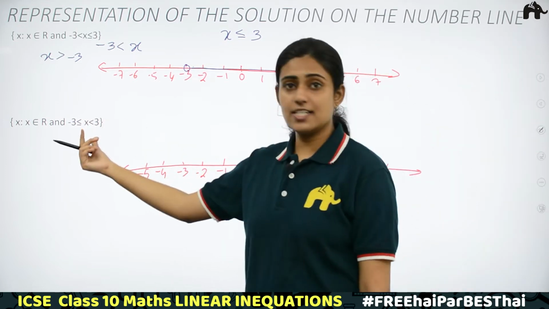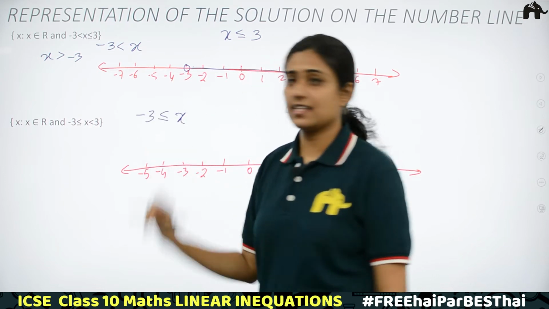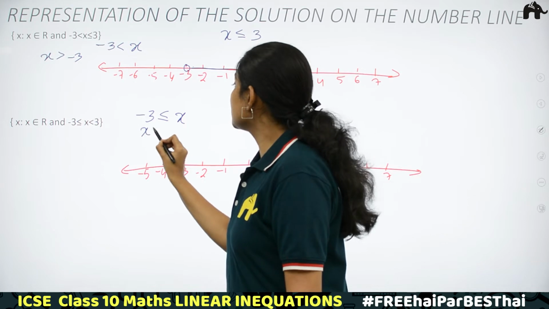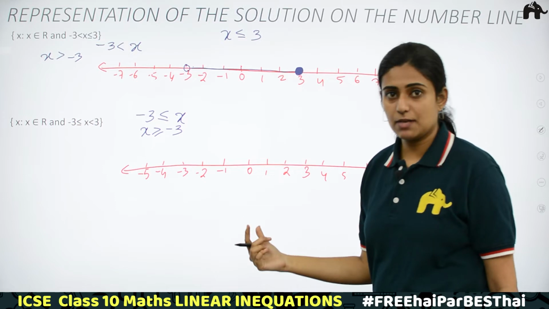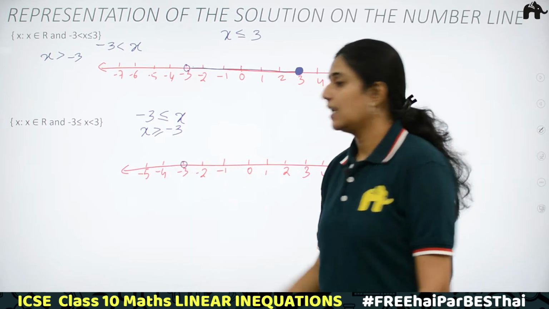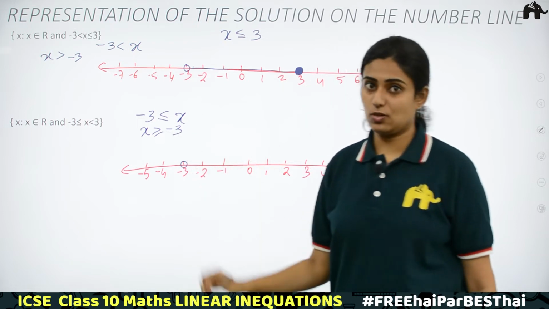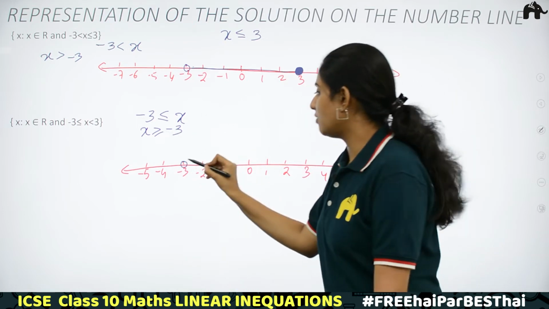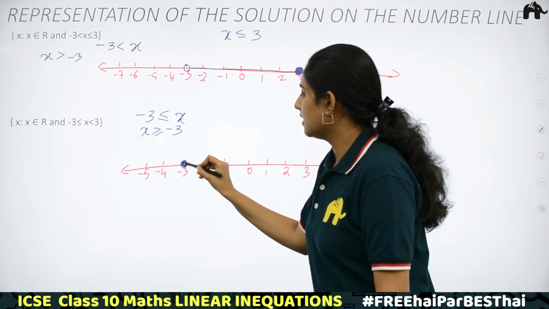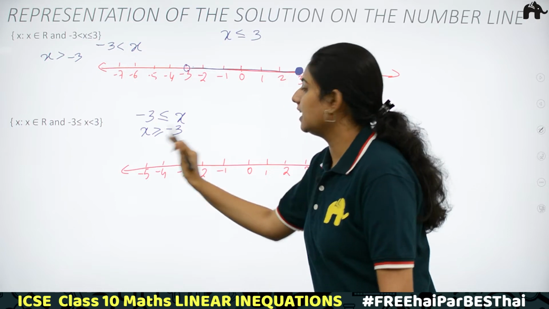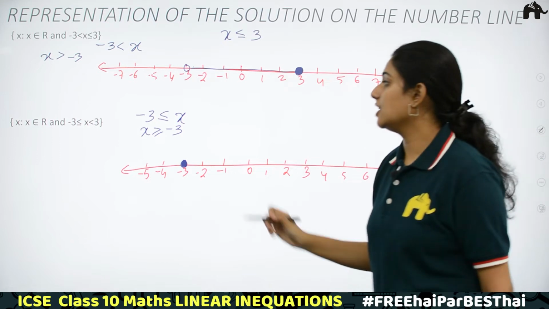Now take the first condition, that is minus 3 less than or equal to x, which means x is greater than or equal to minus 3. Find the point minus 3 on the number line. Here we have minus 3. Now, hollow circle or darkened circle? This point is included. This is a non-strict inequality. Minus 3 is included. We have to darken this circle. Then any values of x that are greater than minus 3, this part.